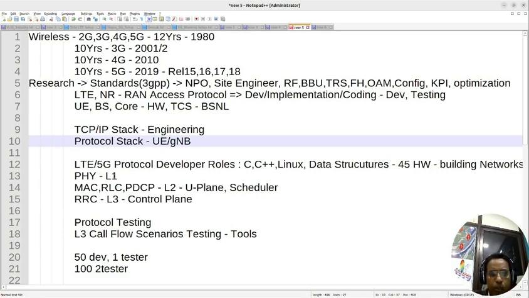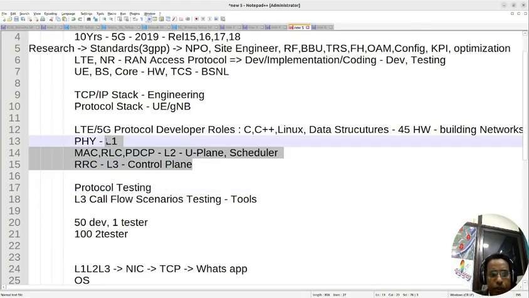So people will be talking in terminologies like L1, L2 and L3. The meaning of L1 is physical layer, L2 means MAC, RLC, PDCP, and L3 means RRC. Okay, so this is only related to the domain.